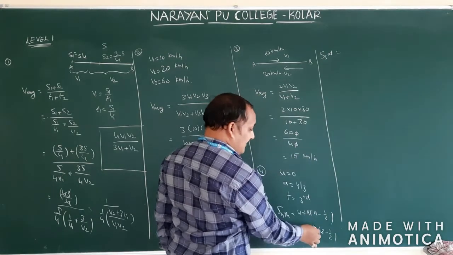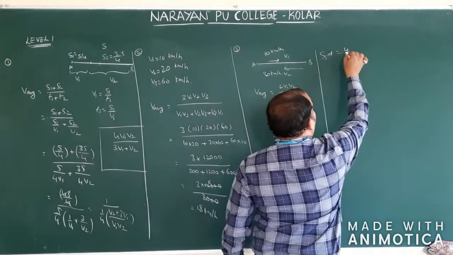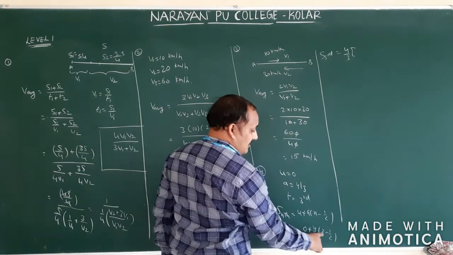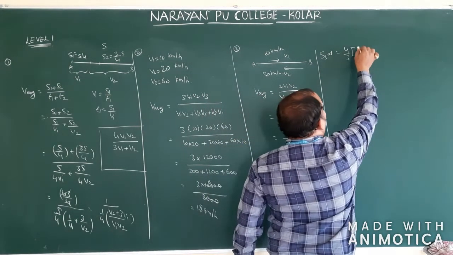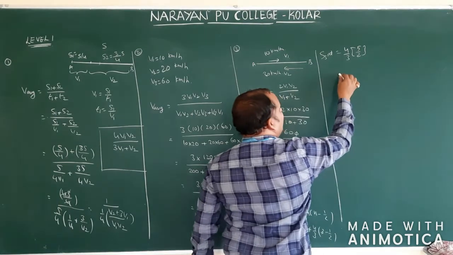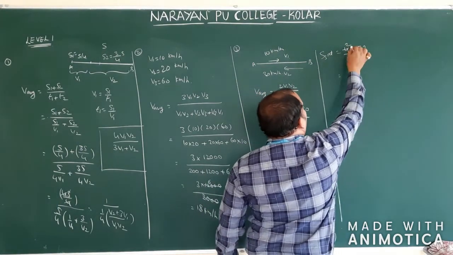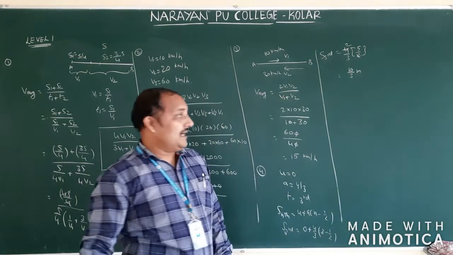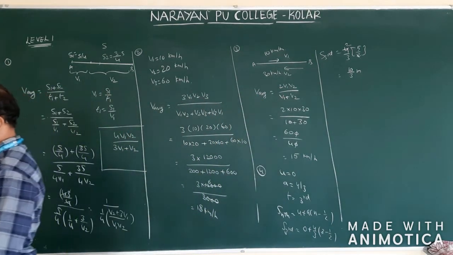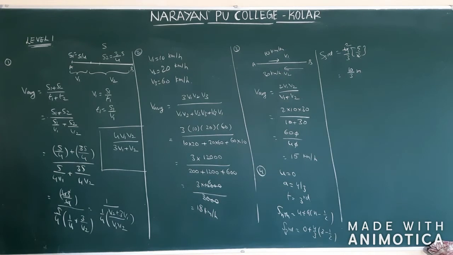Therefore S third is equal to 4 by 3 into, LCM you can take 2, 3 into 2 is 6, 6 minus 1 by 2. So 5 by 2. This 2 will be cancelled 2 times. That is nothing but 10 by 3 meters. So that is nothing but which option? Third option. See the fifth question.